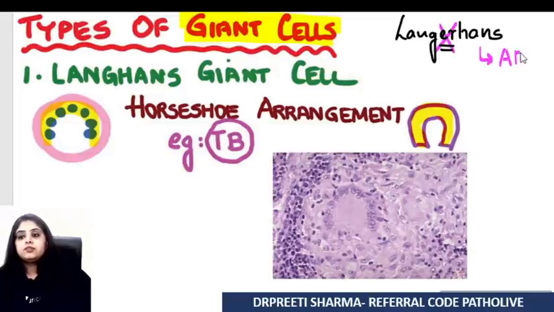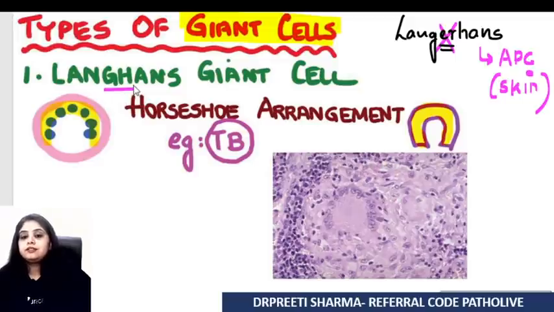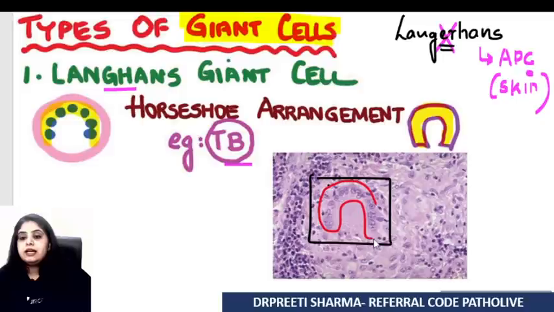Langerhans is an antigen presenting cell that is present in the skin. It's an APC of the skin, so that is not what I'm talking about over here. I'm talking about a Langerhans giant cell which you see in tuberculosis. And how do you identify it? I identify it by the arrangement of the nuclei. So if I look at this cell over here, I will see that the nuclei are arranged in a horseshoe manner. And yes, if I'm seeing this, this is the Langerhans giant cell of tuberculosis.